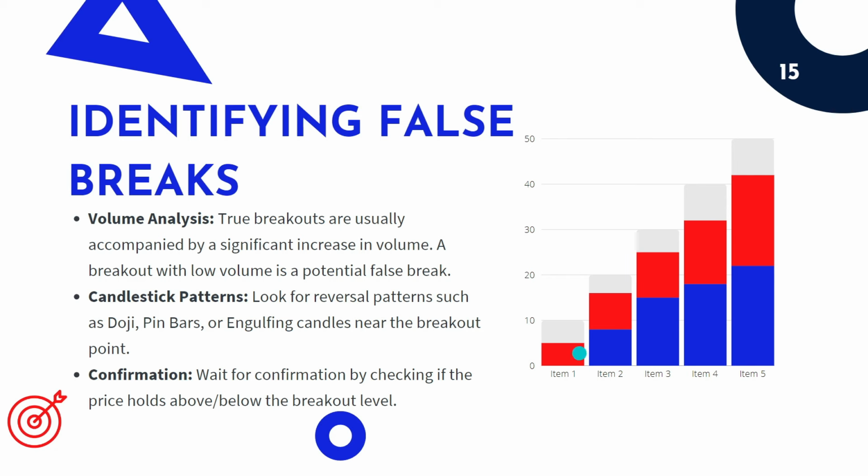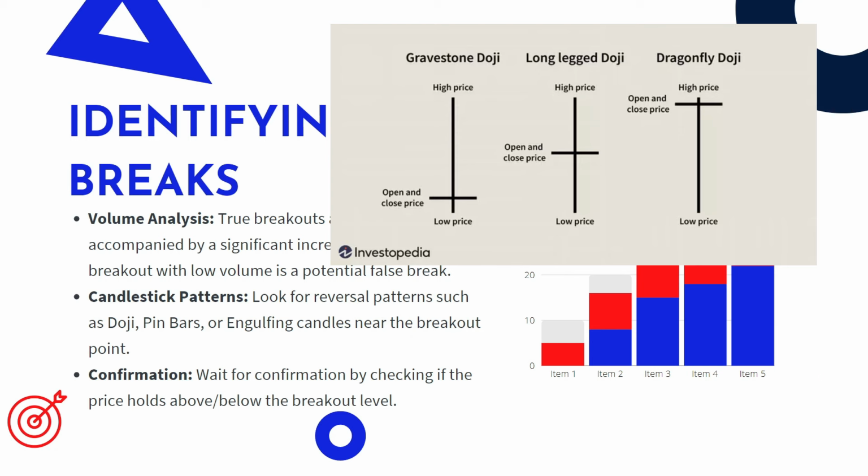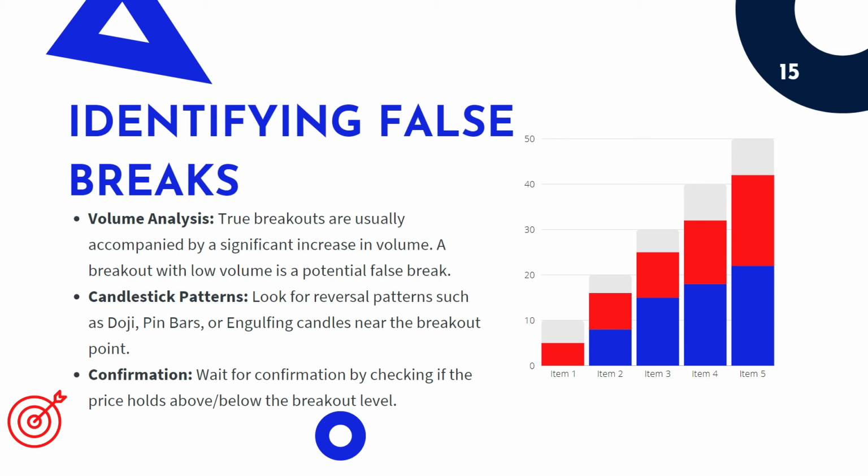Candlestick patterns. Look for reversal patterns such as the doji, pin bars, and engulfing candles near the breakout point, right? Dojis can sometimes be indecision candles, right? They look like that cross. They have a long wick above, a long wick below, and a small body. And we'll go over this at the end of this video. I'll pull up the chart as well.